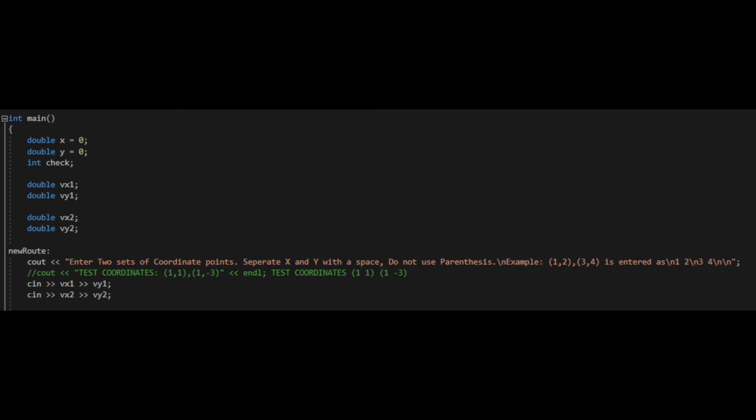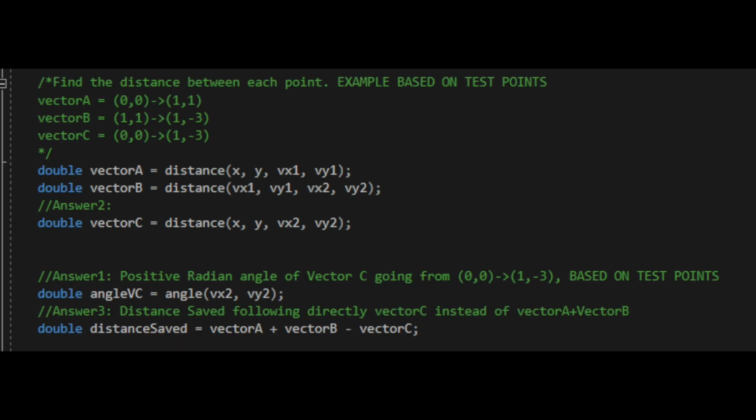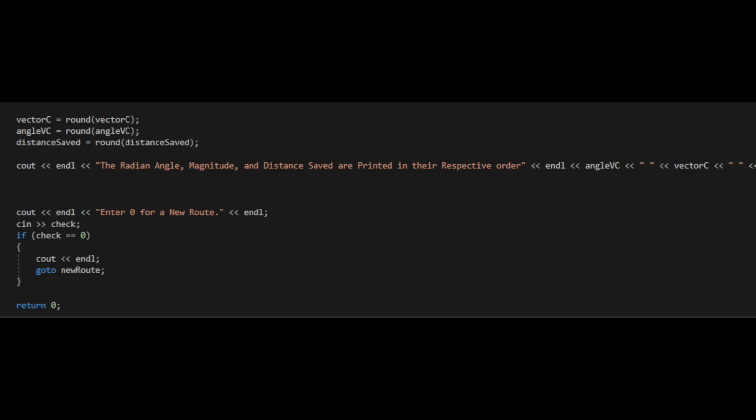Using the x and y values given, we create 3 values, vector A, vector B, vector C, that contain the magnitude of the respective vectors by using our distance formula function. Next, we create an angle value using our angle function to solve for said angle, and a distance saved value by adding vector A and vector B and subtracting vector C. At this point, the program has calculated all 3 of our answers. From here, we simply pass each value through our round function to get the correctly rounded values, and we print them out to the user.